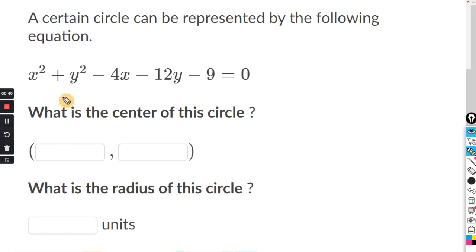All right, so we're going to use completing the square on this equation. So you might want to be familiar with completing the square first. But anyhow, we're going to find the center and the radius of the circle after we convert this equation to standard form.